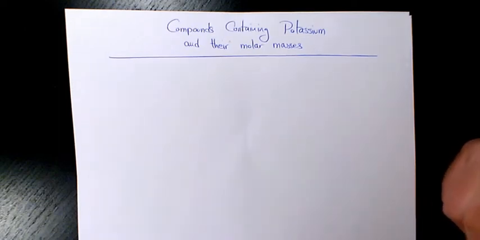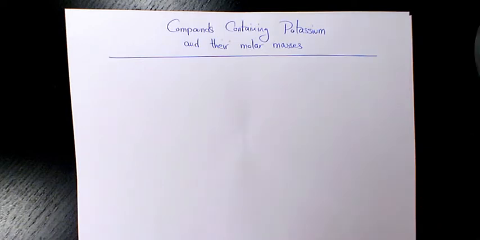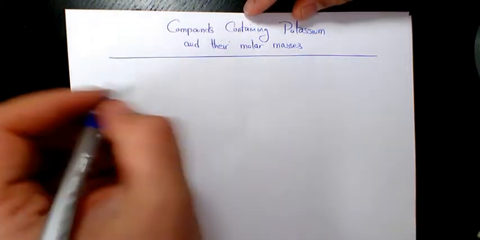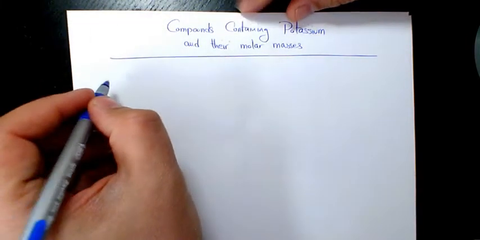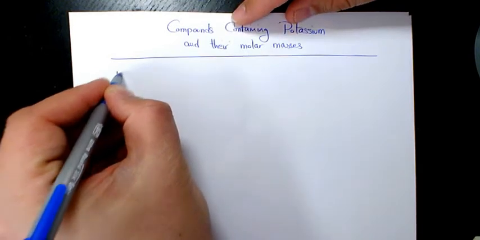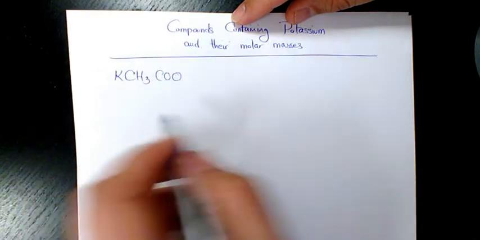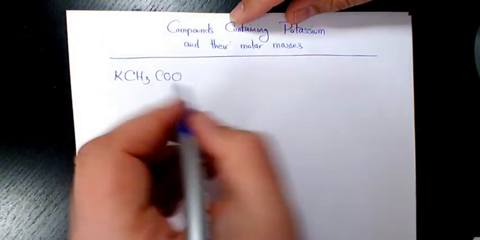Welcome to another video. In this video I want to talk about compounds containing potassium and their molar masses. So let's start with the names and molar masses. I'm gonna start with potassium acetate, which is gonna be KCH3COO or CH3COOK. Both of them are right.